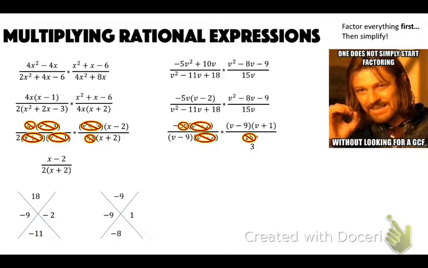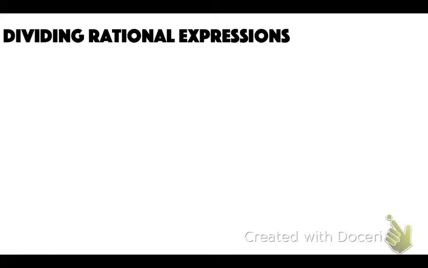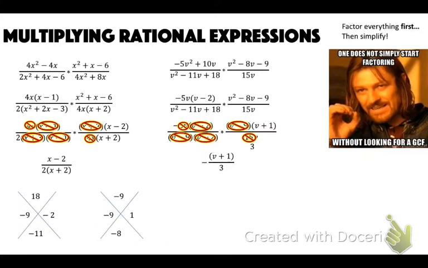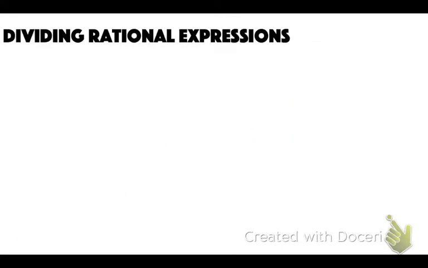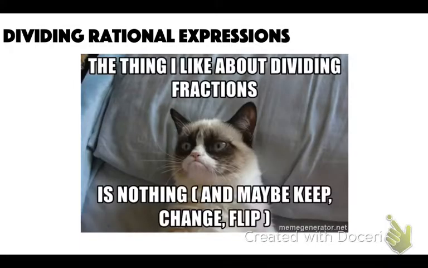And then the v minus 2's cancel, the v minus 9's cancel, and I'm left with negative (v plus 1) over 3. Okay. So multiplying is the same as simplifying, except you have two fractions. Dividing is essentially the same also, except we just have one extra step.